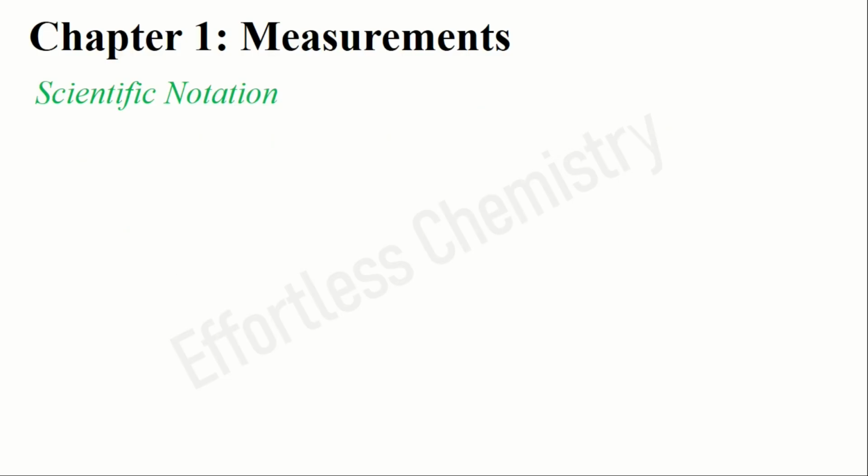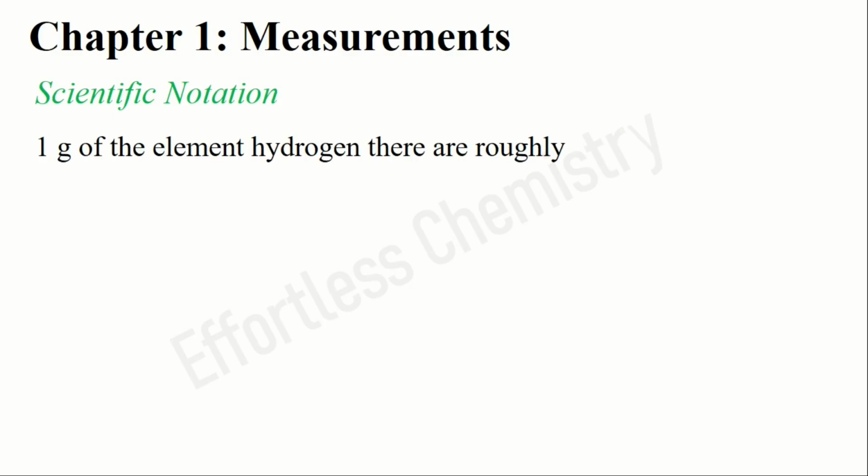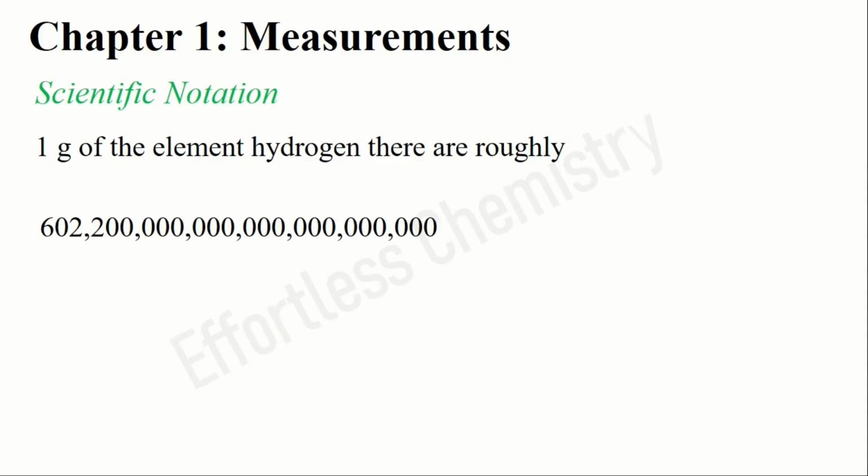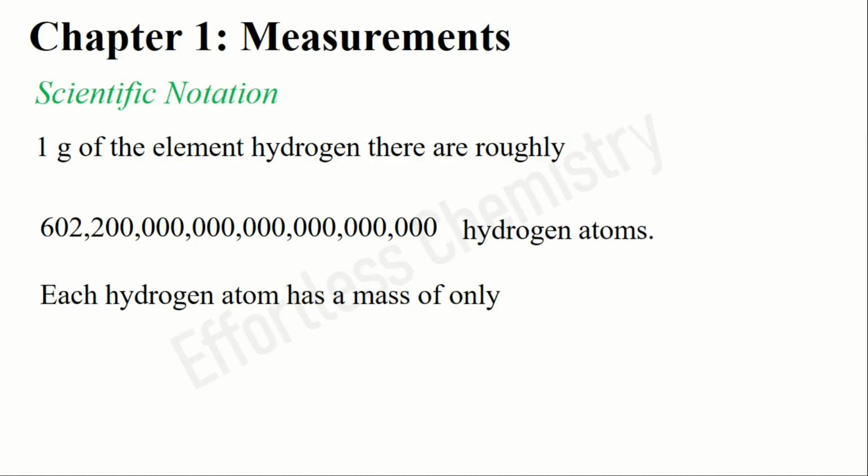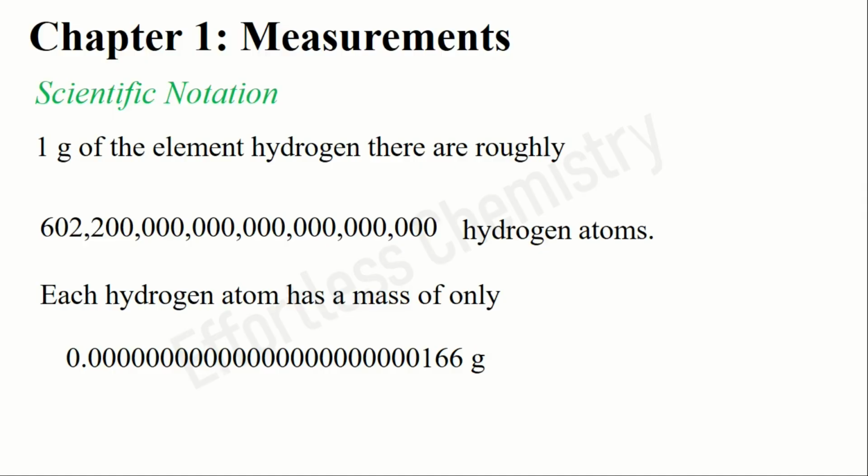First, chemists often deal with numbers that are either extremely large or extremely small. For example, in 1 gram of the element hydrogen, there are roughly these amounts of hydrogen atoms. Each hydrogen atom has a mass of only this amount. These numbers that here you can see are cumbersome to handle, and it is easy to make mistakes when using them in arithmetic computations.